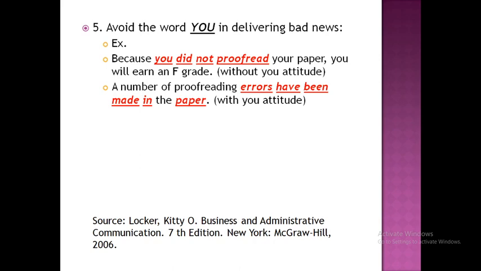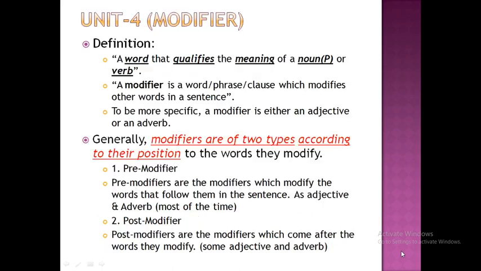So these five points are the best way to mention you attitude in writing. The source of all these five points is Locker and Kaczmarek, Business and Administrative Communication, 7th edition, New York, McGraw-Hill, 2006. We are moving ahead to the rest of the content, which is modifiers, from the 4th unit.